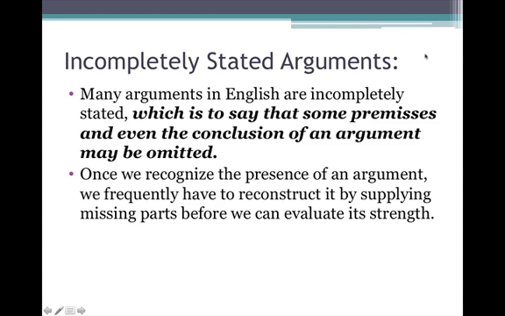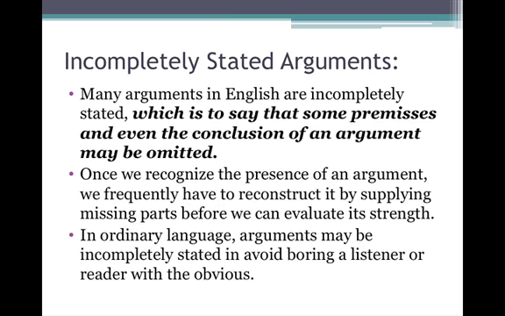Once we recognize the presence of an argument, we frequently have to reconstruct it by supplying these missing parts before we can evaluate its strength. Why do incompletely stated arguments happen? Well, in ordinary language, it's often just because stating all these extra details would be boring or obvious to a reader. So the argument's structured in such a way that it won't be so boring.